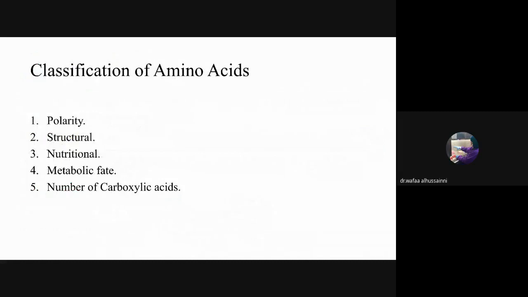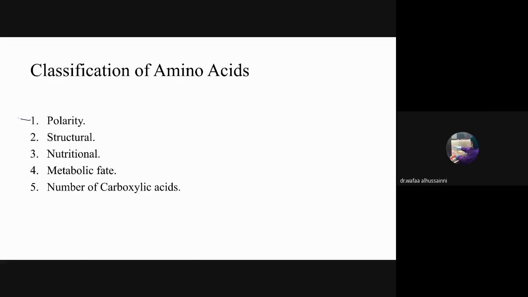Okay. Now, in order to understand amino acids, we need to know a little bit about their classification. Once we know how they are classified and how they work, we will know why we can make up different types of proteins with the same amino acids.